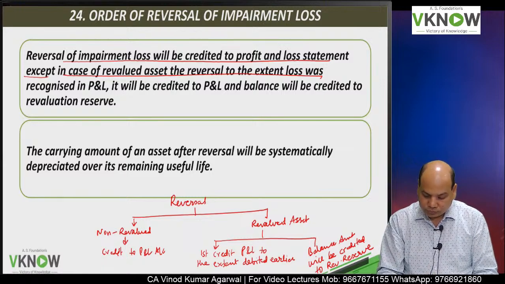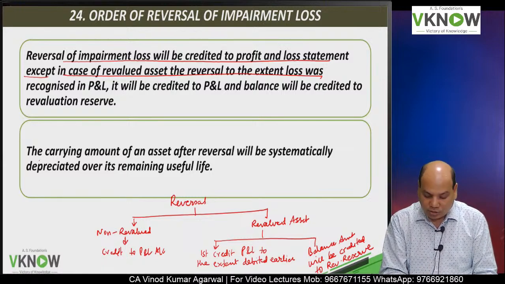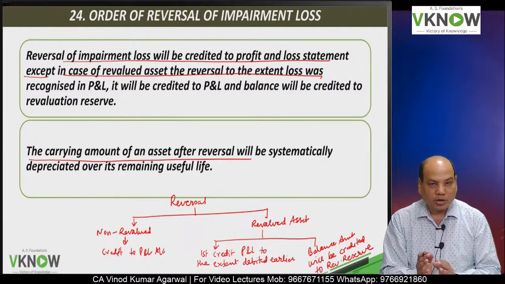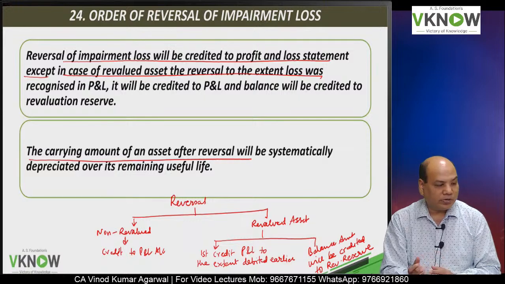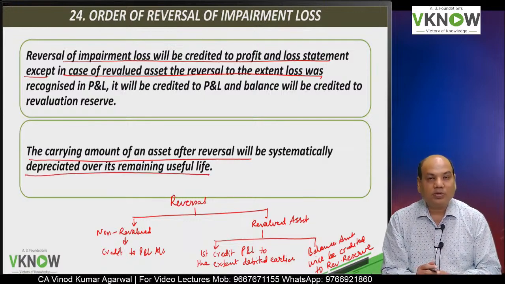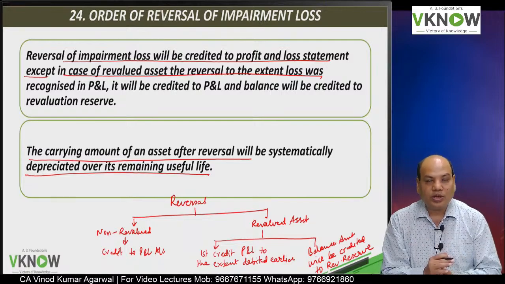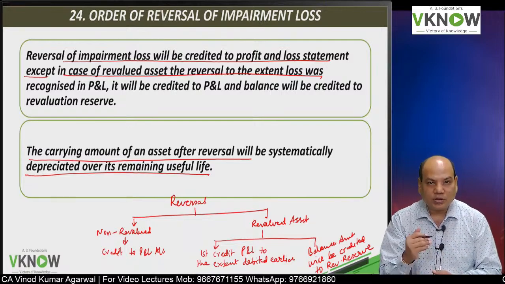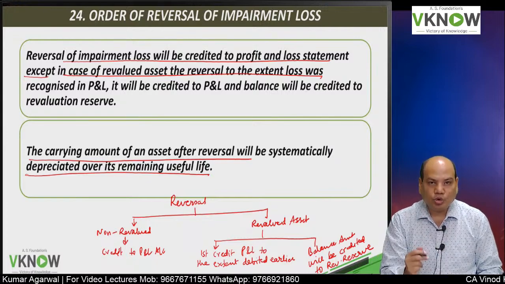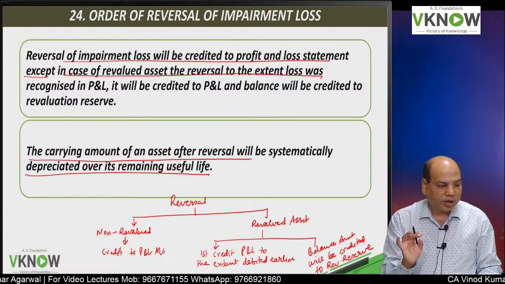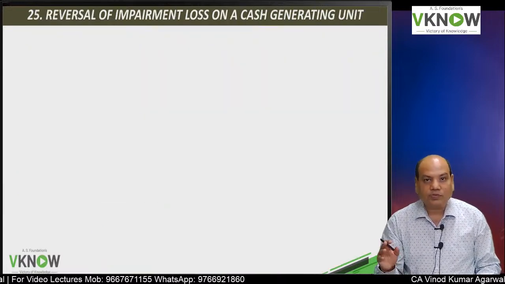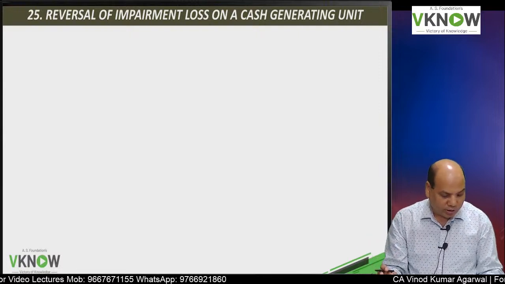Okay. So what will happen to the carrying amount of the asset after reversal of impairment loss? After reversal of impairment loss, the carrying amount will increase. What will happen to depreciation? Depreciation will also increase. Depreciation will be provided on the revised carrying amount over the remaining useful life. Because the carrying amount has increased, the depreciation charge for future years will also increase.